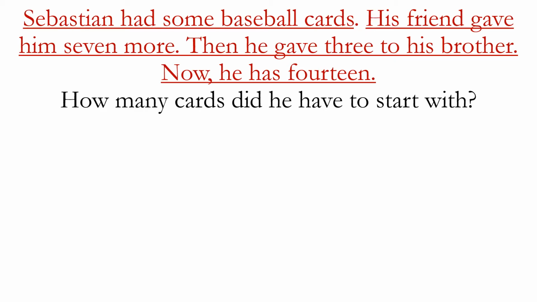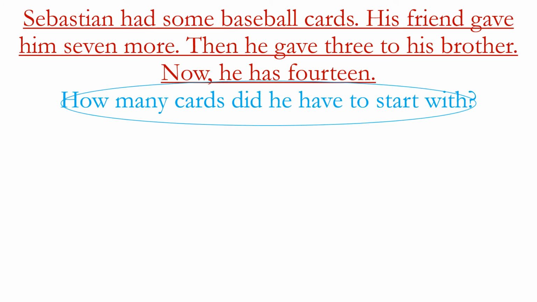Sebastian had some baseball cards. That's underlined, and it's important. Even though there's no number, we've got the word some. His friend gave him 7 more. Then he gave 3 to his brother. Now he has 14. So what do we know? Some baseball cards, 7 more, then 3, now 14. How many cards did he have to start with?